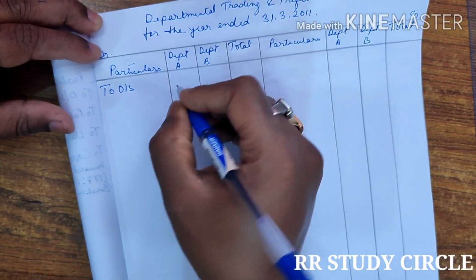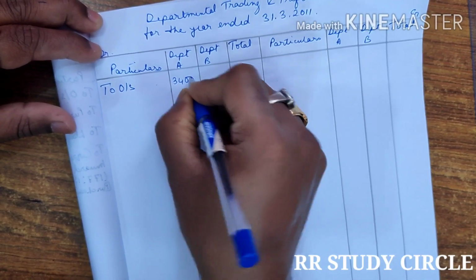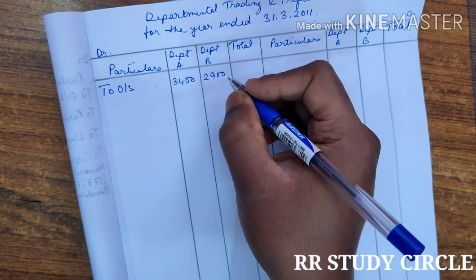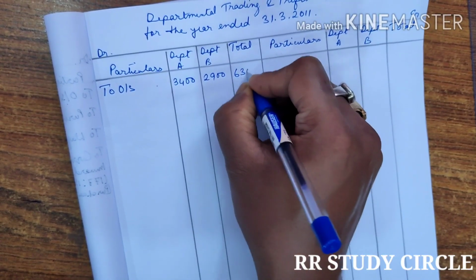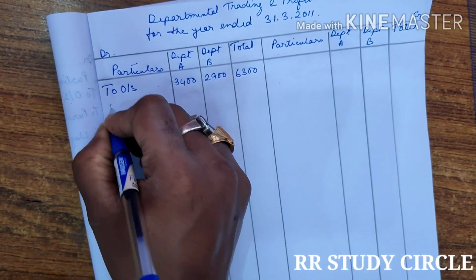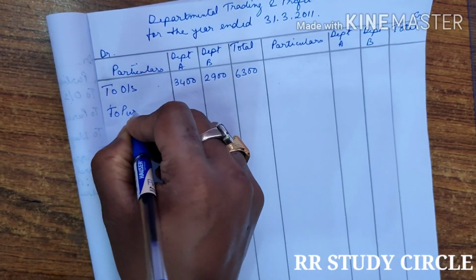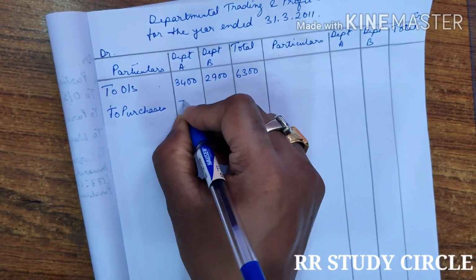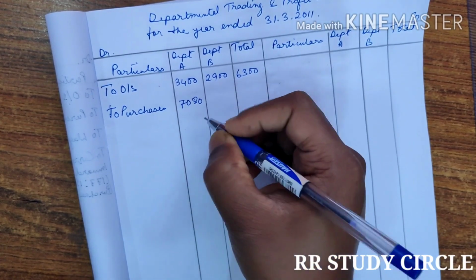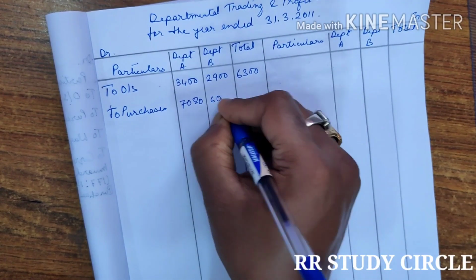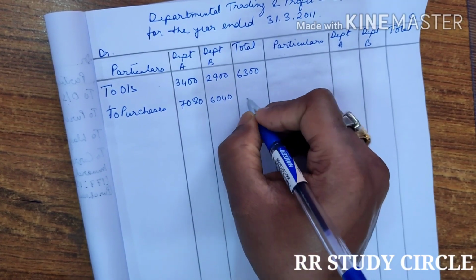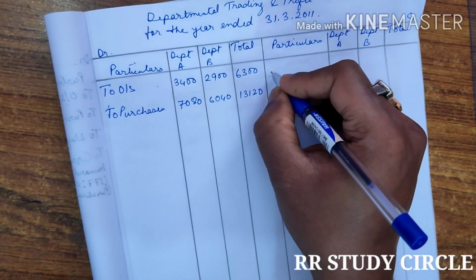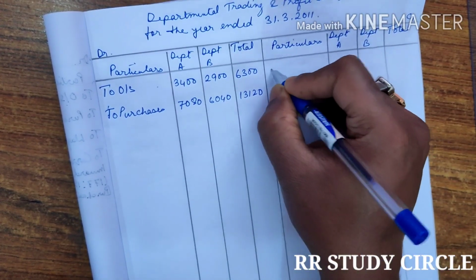To opening stock, let us take 3400 and 2900. The total comes to rupees 6300. Next, to purchases, it is 7080 and 6040. Total comes to 13120. Next, you bring the departmental sales.